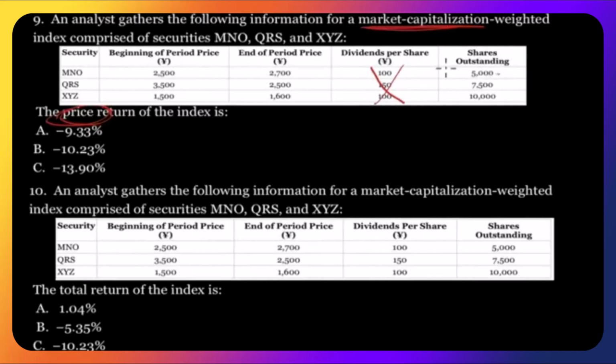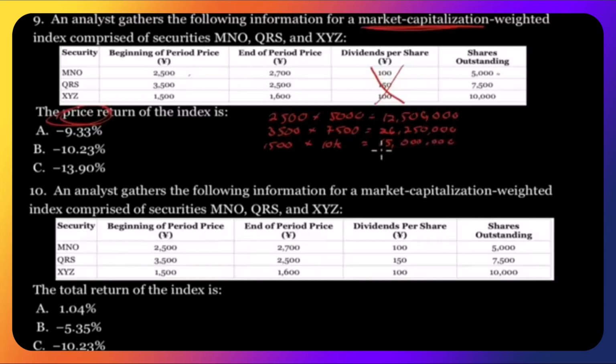So make sure you get these two columns straight, right? That's the price, that's a share. So what do I have? I have 2,500 times 5,000. This will give me 12.5. Next I have 3,500 times how many shares? 7,500. This will give me 26,250. Then I have 1,500 times 10,000, I'm just going to put 10K here, and that'll give me 15 million. So my total market cap, if I add them all up, is 53,750.